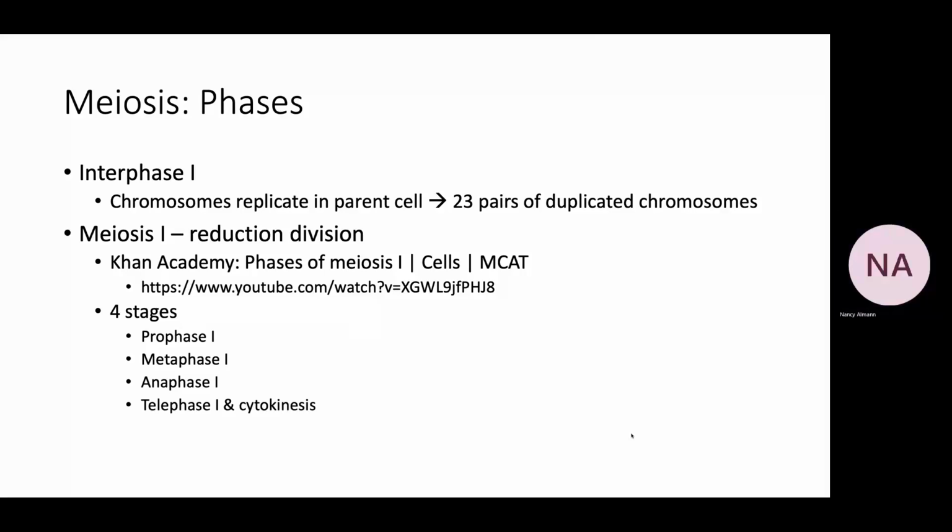Interphase 1, chromosomes hanging out, and then they replicate. You end up with 23 pairs of duplicated chromosomes. Meiosis 1 is what's known as a reduction division. You have 4 stages, PMAT, the first go around. Remember that you will also have cytokinesis. Cytokinesis is division of the cytoplasm. Let me repeat that. Prophase 1, metaphase 1, anaphase 1, telophase 1. All of these are the first step of meiosis. Cytokinesis is the division of the cytoplasm.